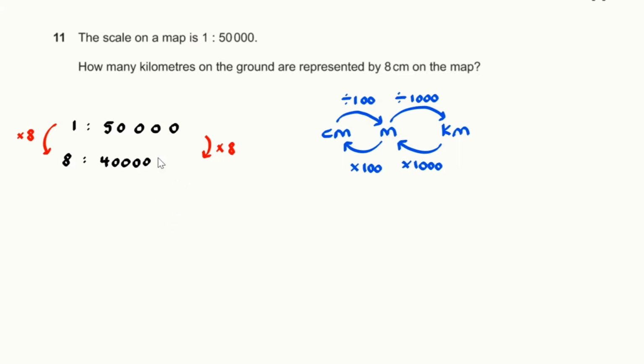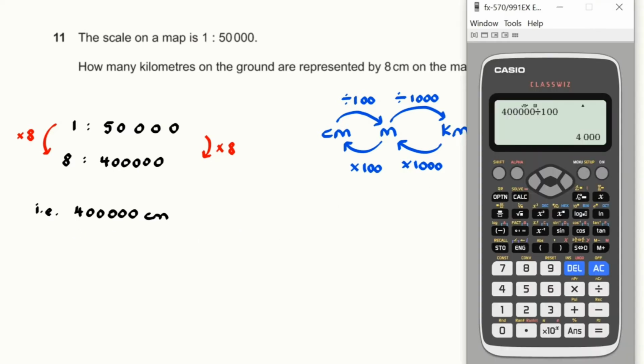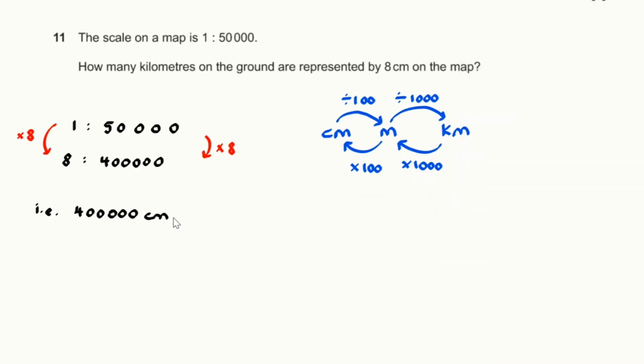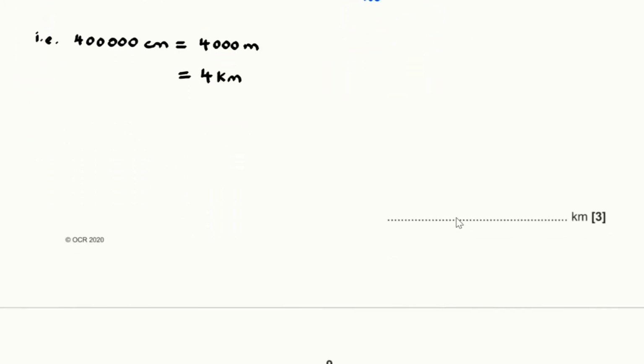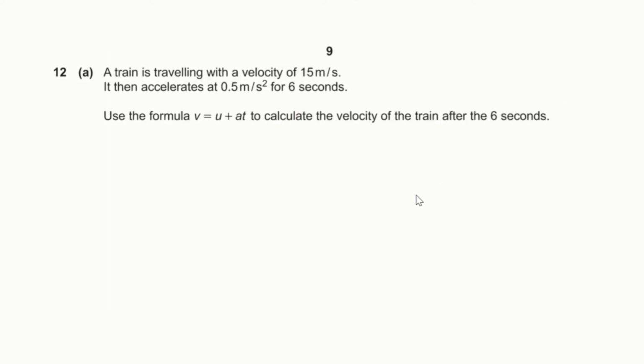So in real life, what we have is 400,000 centimeters, and we need to convert this into kilometers. So if I have 400,000 divided by 100, I get 4,000. So this is equal to 4,000 meters. And then if I divide this by 1,000 to convert it into kilometers, we get 4 kilometers. So we have 4 kilometers.